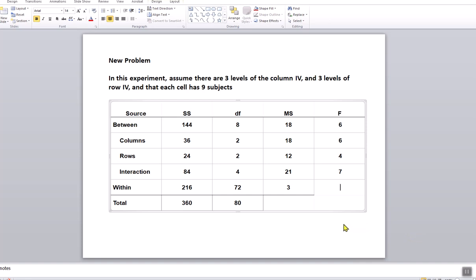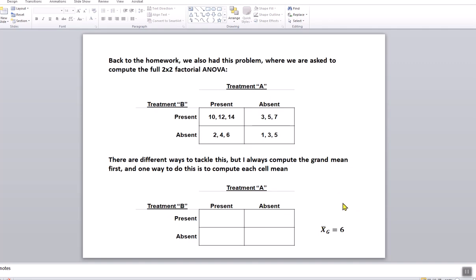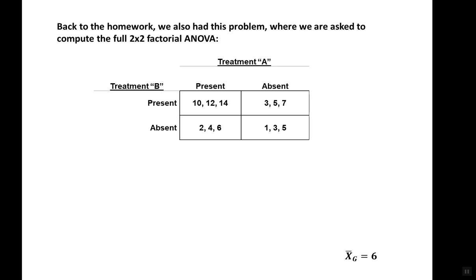Okay, moving on to the next problem. This is the lengthy computation problem that I asked you to do for homework. We've got this. Let me go to full screen now so that I can use my animations. The very first thing to do is to get the grand mean, and there are a few different ways to do that. I've got the grand mean down here. That's 6.